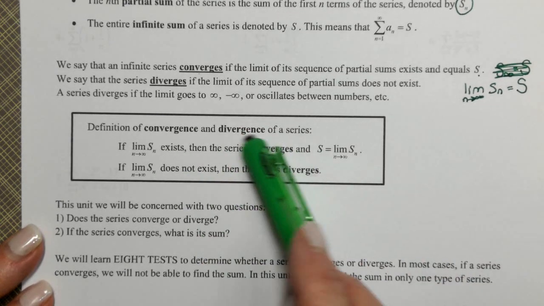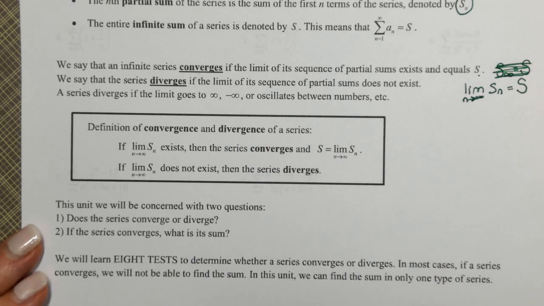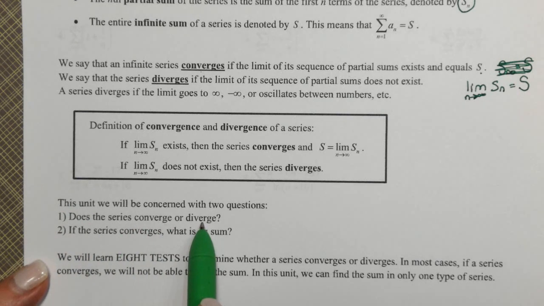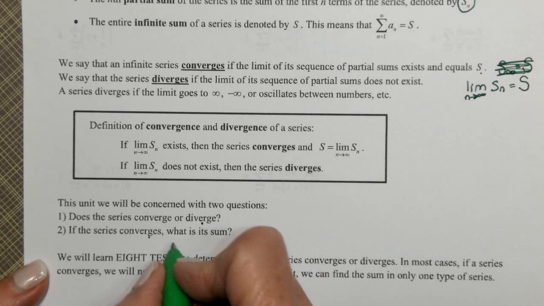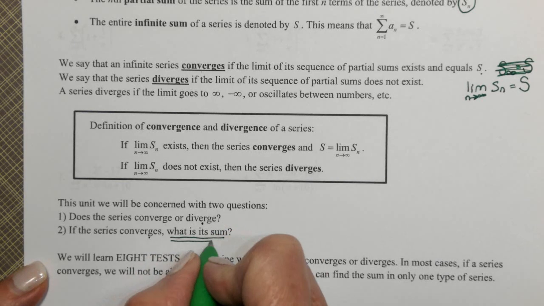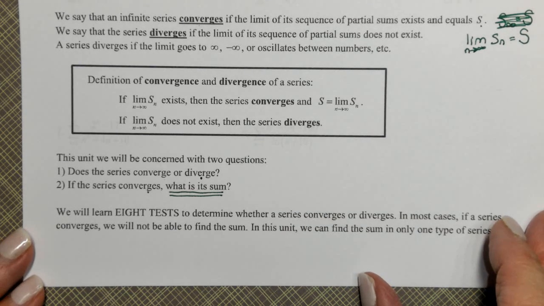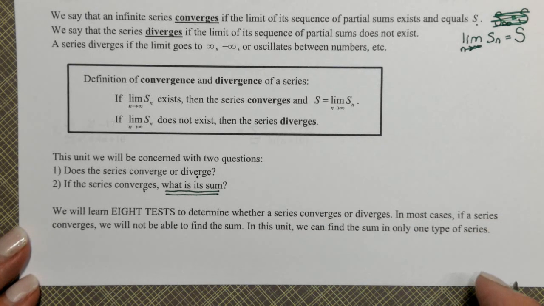Okay, so that's what I just wrote up here. In this unit, we're going to be concerned with 2 questions. Number 1, does the series converge or diverge? And number 2, if the series converges, can we find its sum? And if so, what is its sum? We're going to find that there is only one type of series in this unit for which we can find an infinite sum. We're going to learn 8 tests for determining whether a series converges or diverges. In all but one case, we will not be able to find the actual sum.